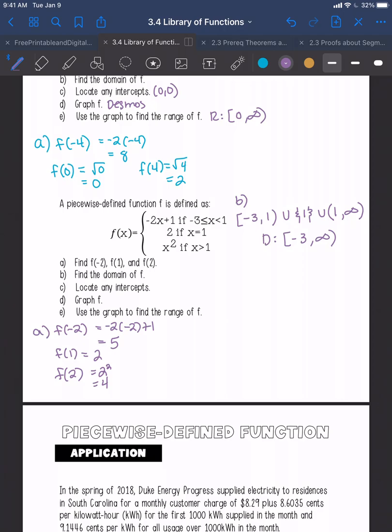Okay, locating any intercepts. If we want x to equal 0 to find the y-intercept, x equaling 0 is in our first equation here. So we're going to use negative 2x plus 1 because x equals 0 is part of that. So we're going to do f of 0 equals negative 2 times 0 plus 1, and 0 plus 1 is 1. So (0, 1) is an intercept.